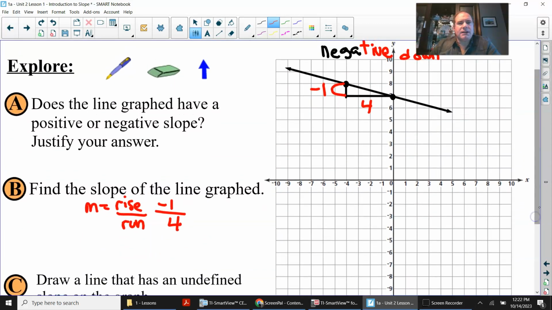It says draw a line that has an undefined slope. So I'm just going to draw that line just like this. And at this point right here, I'm just going to put the arrows. Remember, an undefined slope is a vertical line. A vertical line has an undefined slope.